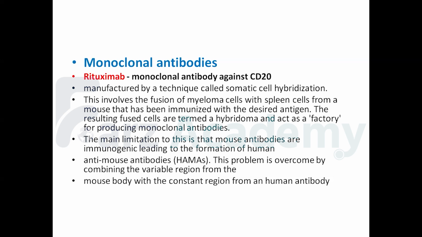The resulting fused cells are termed a hybridoma and act as a factory for producing monoclonal antibodies. The main limitation to this is that mouse antibodies are immunogenic, leading to the formation of human anti-mouse antibodies. The problem is overcome by combining the variable region from the mouse antibody with the constant region from the human antibody.